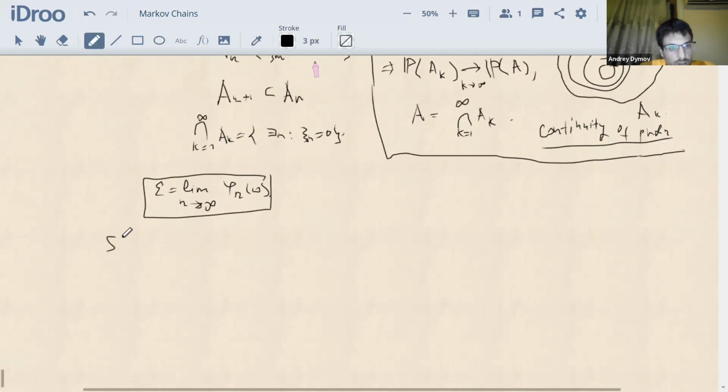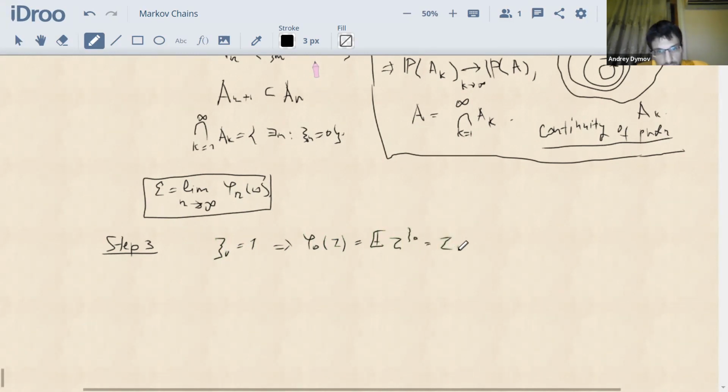Step 3. So let us try to compute this generating function phi n. I recall that psi 0 equals 1. Then phi 0 of z is the expectation of z to the power psi 0. This is just z. Okay.